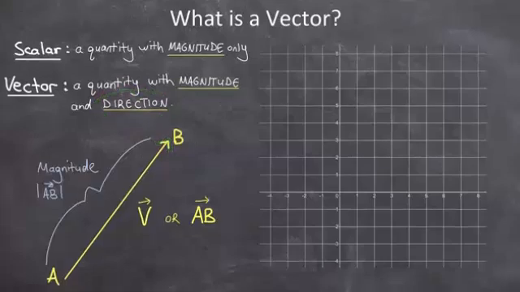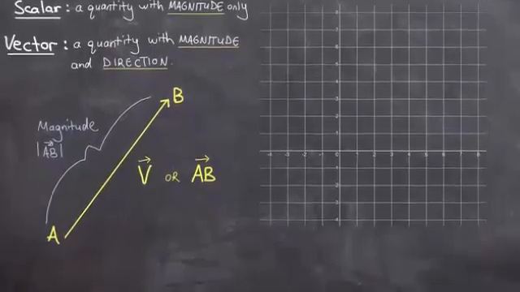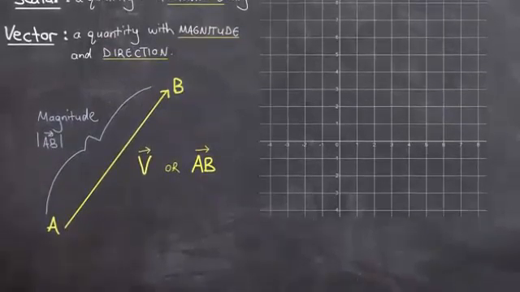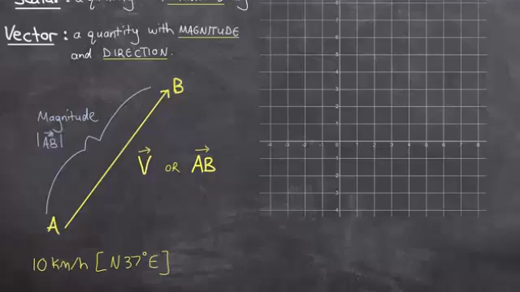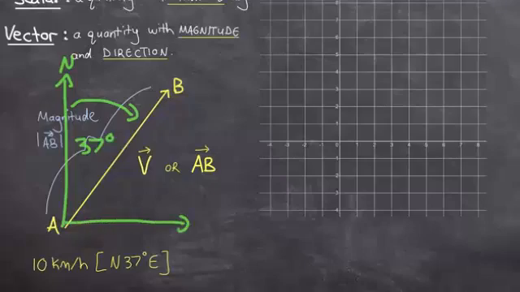And there are a couple different ways to communicate the magnitude and direction of a vector. Let's say this vector represents a velocity. We could say that the magnitude of this velocity is, let's say, 10 kilometers an hour. And we would have to give it a direction. We could give it a direction based on its quadrant bearing. I could say that it is north, 37 degrees towards east. That means it's moving towards north, but moving 37 degrees towards east.